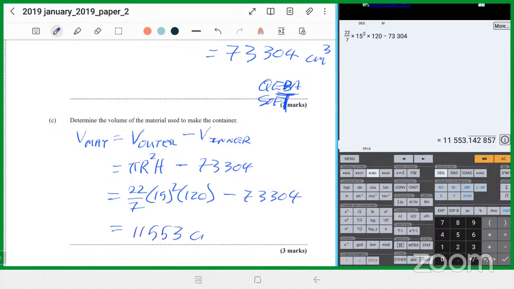11553 centimeters cubed. Want to get that? That's what I got in the test? Very good. All right. Good. All right, so that's the volume of the material, right? The material itself, the metal material, that's the volume of it.